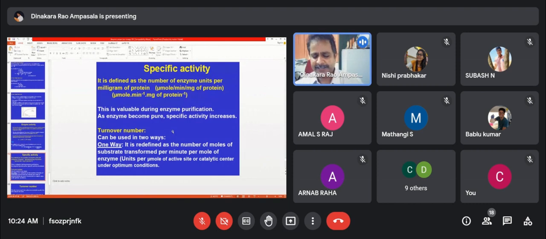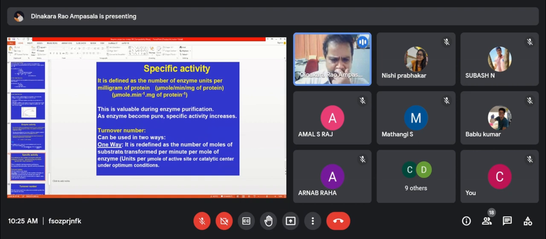So in protein purification, when you reach the end point, you have more enzymatic activity relative to the protein content in the volume. That's why they use specific activity per milligram of protein. People use different ways: katals, international units, and also turnover number.